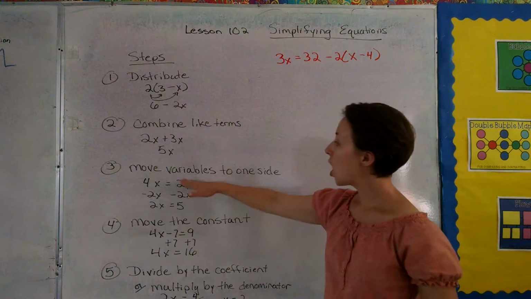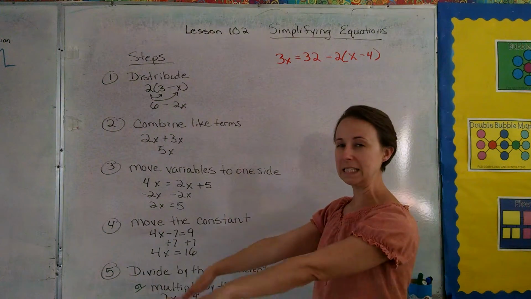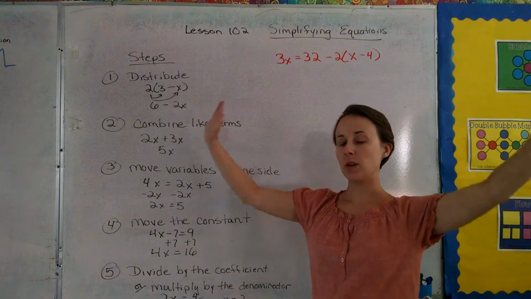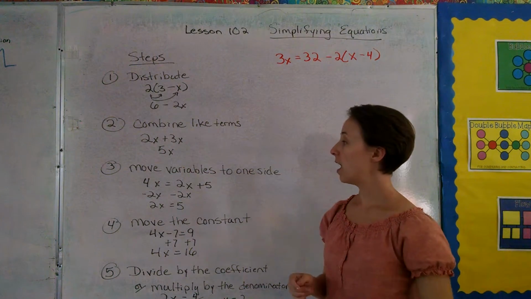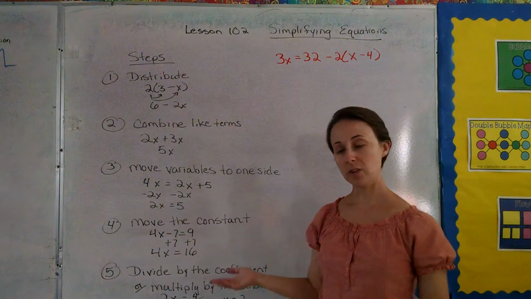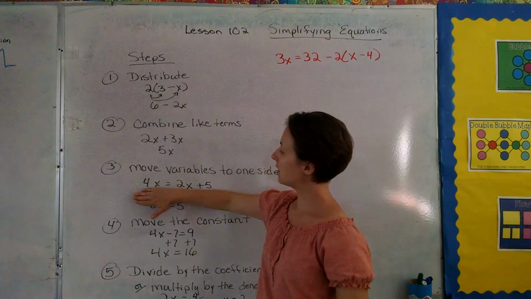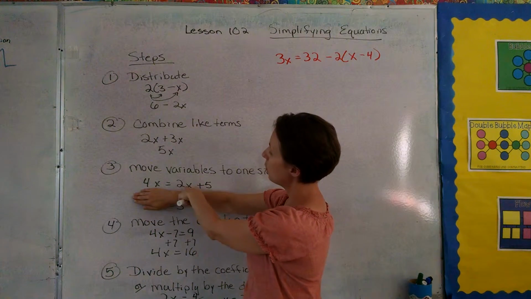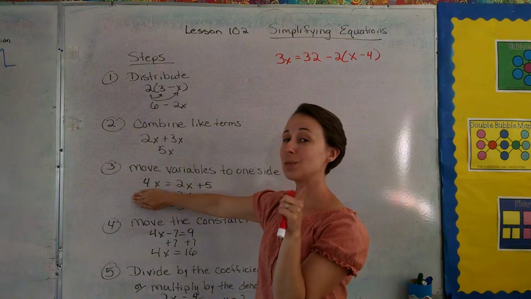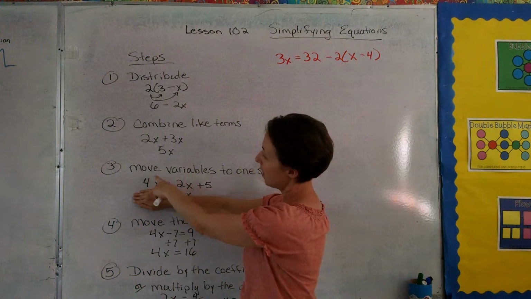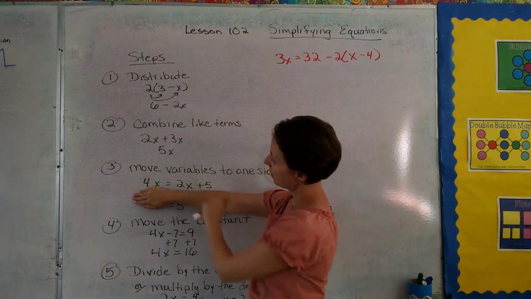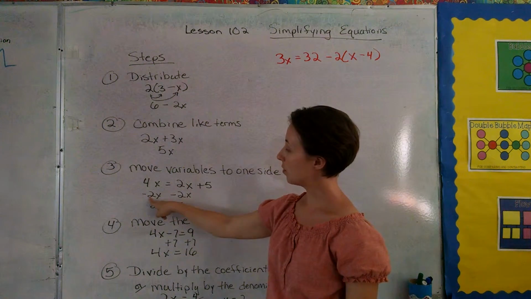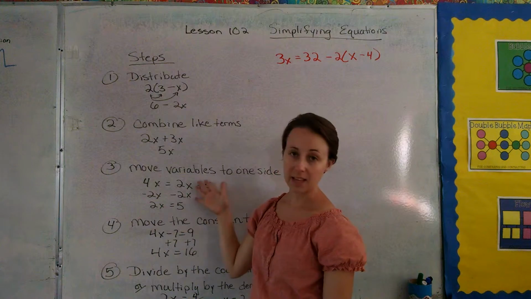Step 3. Move all of your variables to one side. We want to end up with x equals something. So we don't want x's on both sides. We want them on one. If they're already on one side, of course you don't have to do anything. But if you have something like this, 4x equals 2x plus 5, you want to move this 2x, because it's the smaller one, to the other side. To do that, since it's a positive number, we're going to subtract 2x from both sides. It'll leave you with, in this case, 2x equals 5.